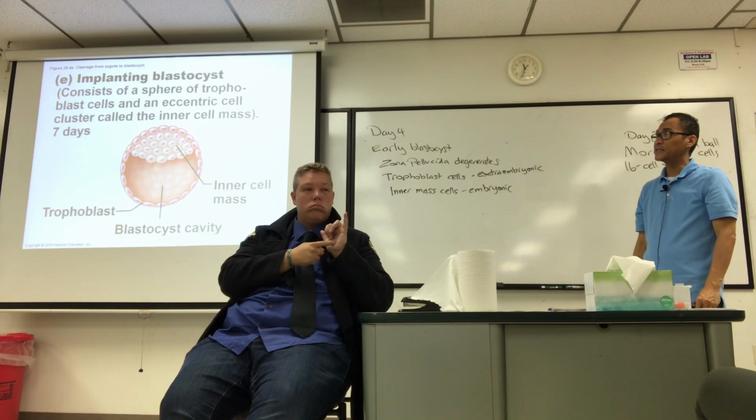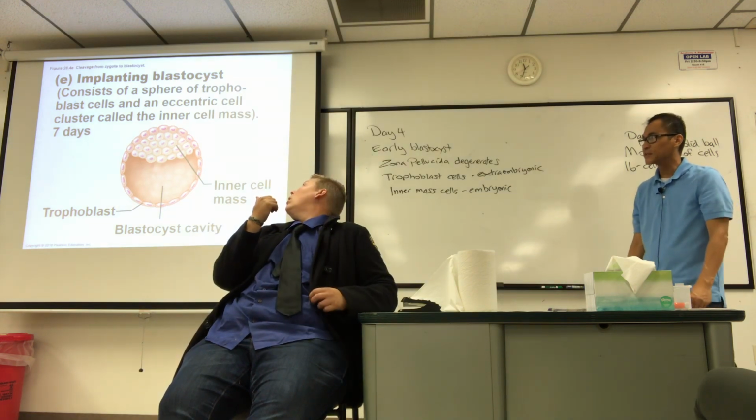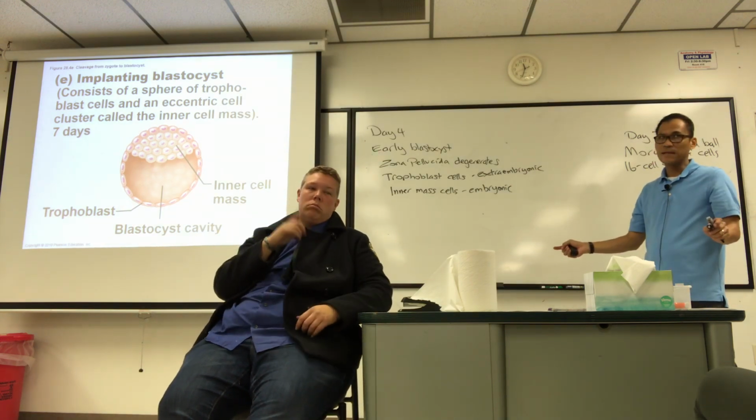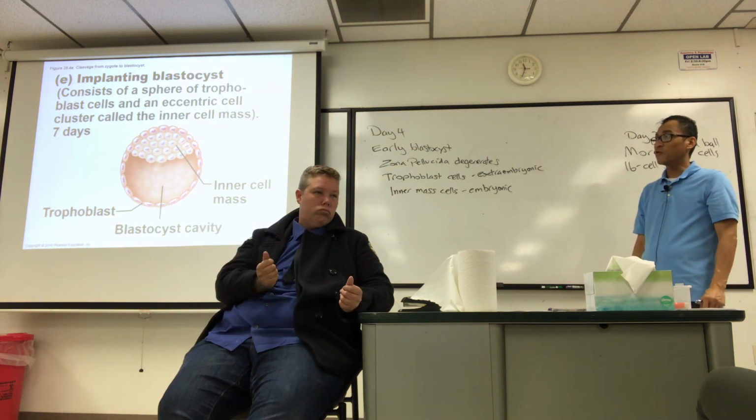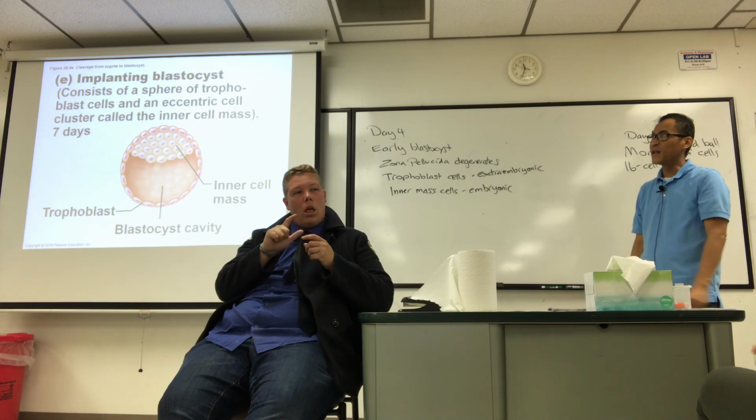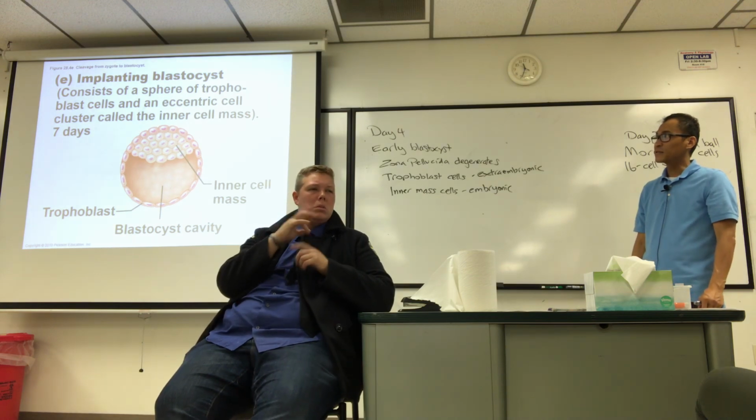Well, there it is, day seven. They call it the implanting blastocyst. No ZP, finally gone. Okay, degenerated. And you've just got your inner mass cells and your trophoblast cells. So they call that 7 days when it implants.